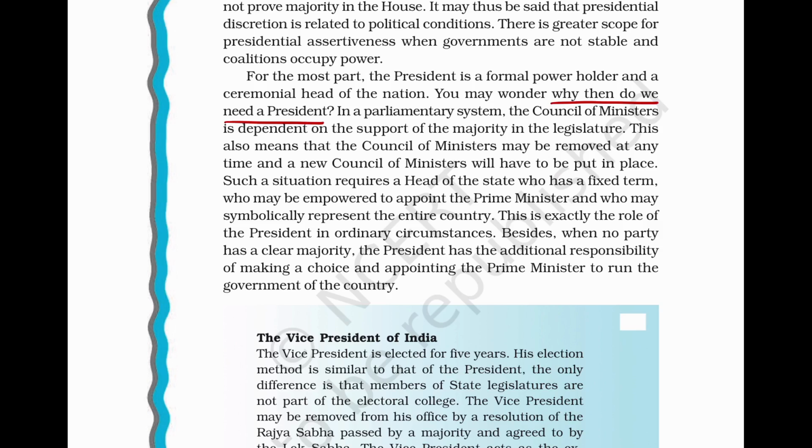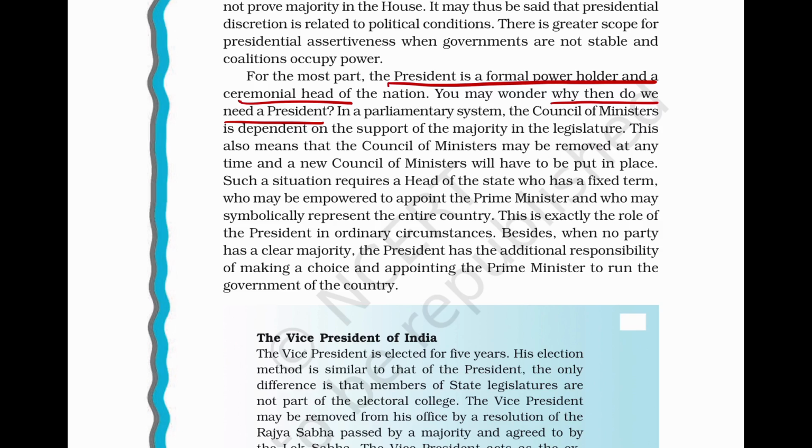why do we need a President? Because we are saying the President is a formal power holder and a ceremonial head only. So why do you need that? That is the answer. Here the Council of Ministers in a parliamentary system requires the majority. If they do not get the majority, they can be removed anytime.